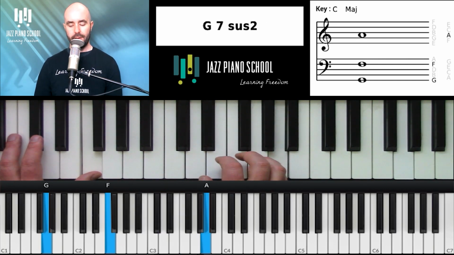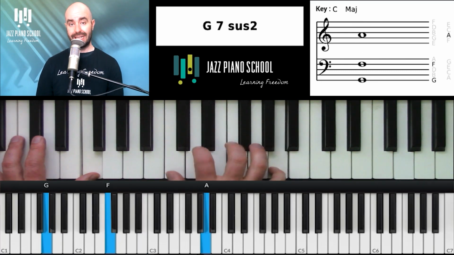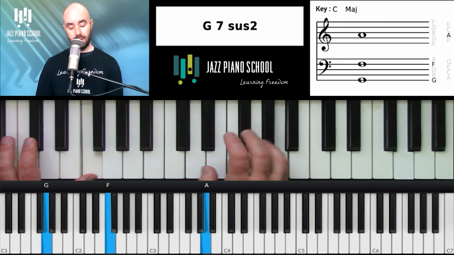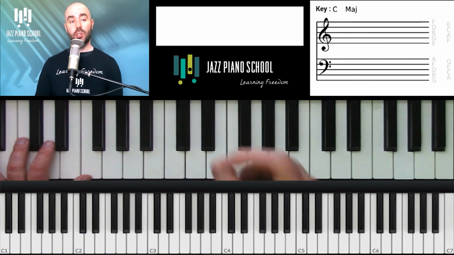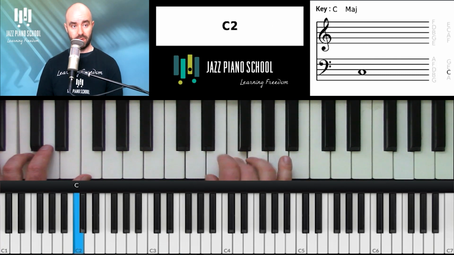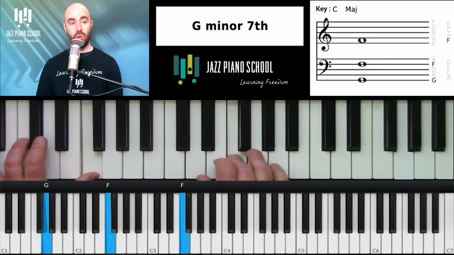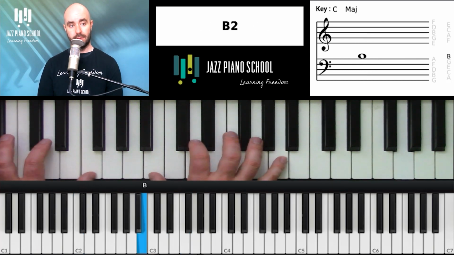Okay, he jumps back to the third again. So last time he did it with the G minor. Now he adds in a triplet here, which is a really cool effect. Right? So 1 and 2 and 3, pull it, 4 and 1.